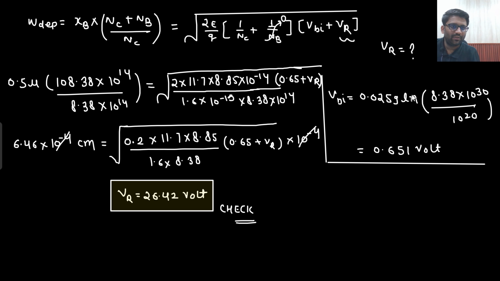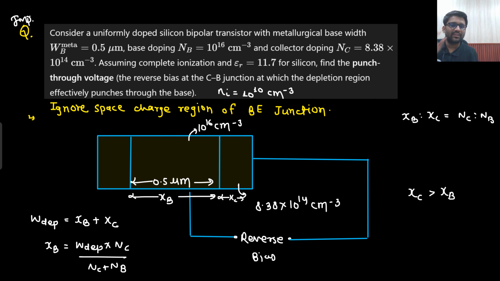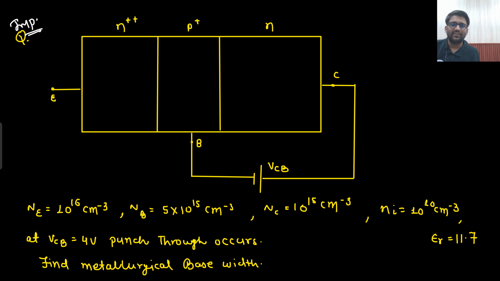In Niemann, a lot of people would forget the built-in potential. Built-in potential we should not be forgetting, because reverse bias will give some depletion width, and built-in potential will also give some depletion width. So let's try this one. N plus plus P plus N is there. Reverse bias you are applying. All the dopings are mentioned. Punch through voltage is mentioned this time. You need to find out the metallurgical base width. So this base width you need to find out.